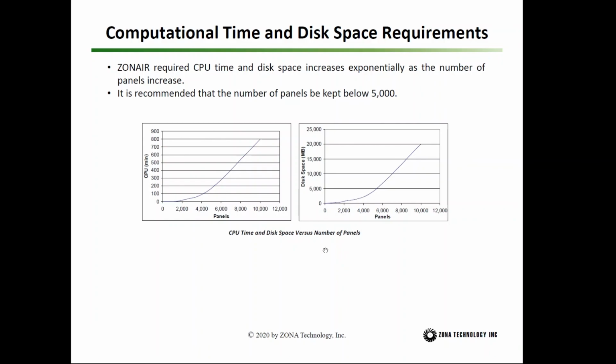And the computational time and disk space are proportional and increase exponentially as the number of panels increases. So generally, we recommend that the number of panels be kept below 5,000. However, with today's computers, and today we release only the 64-bit ZONAIR code, you can increase this number to close to 10,000.